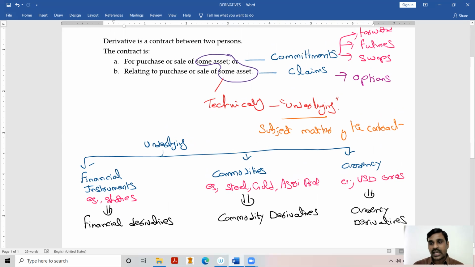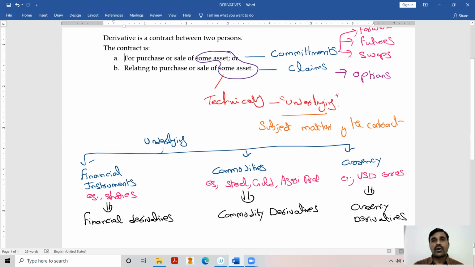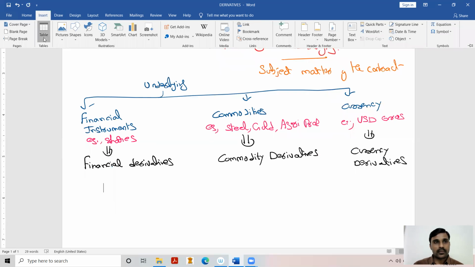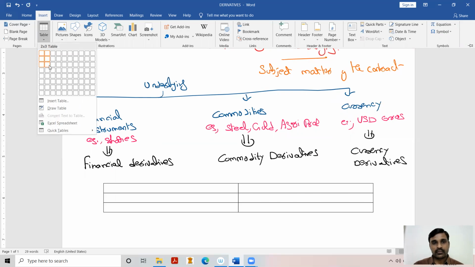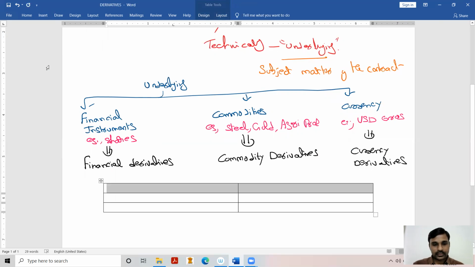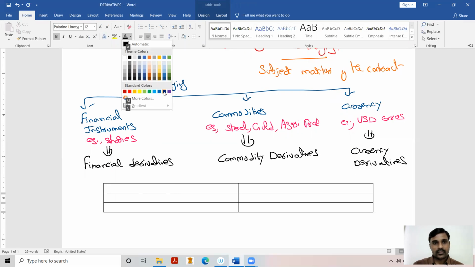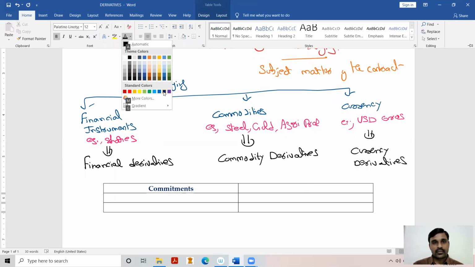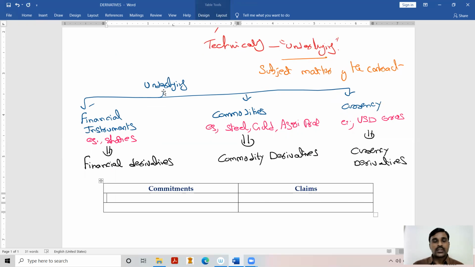As the name itself suggests, in the case of commitments, both parties have an obligation to perform. In the case of claims, both parties have an option to perform. Commitments, claims. So commitments are symmetric contracts.